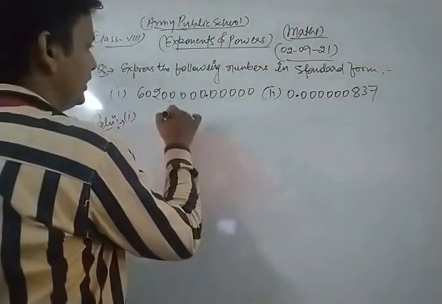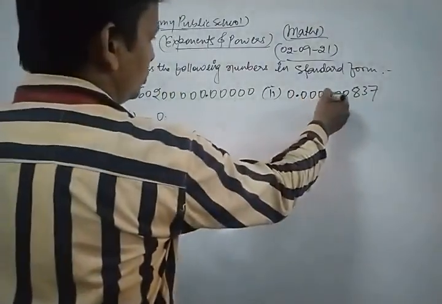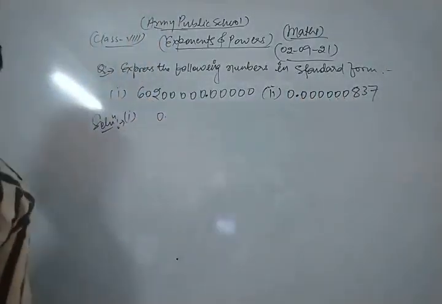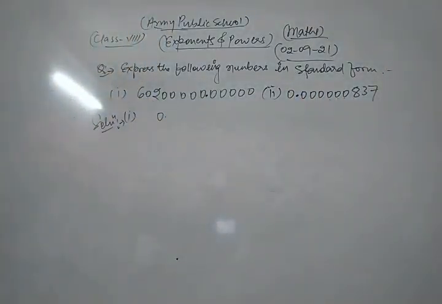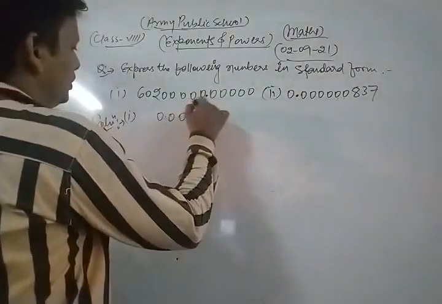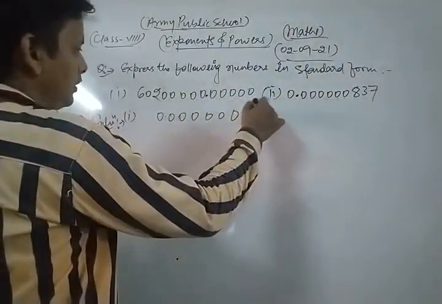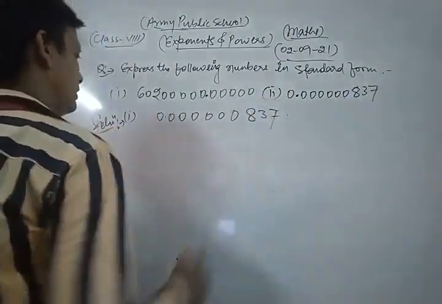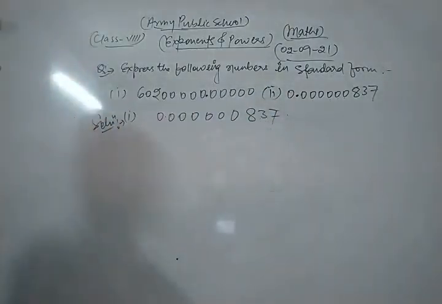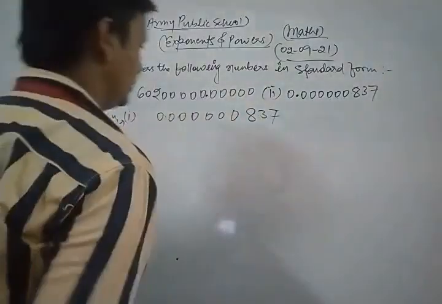This is 0.123456, one, two, three, four, five, six, 8, 3, 7. Okay, 8, 3, 7.